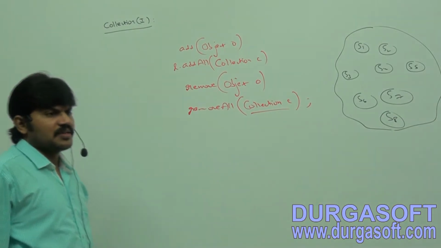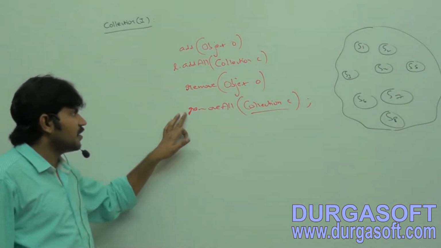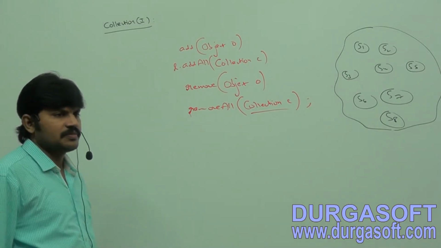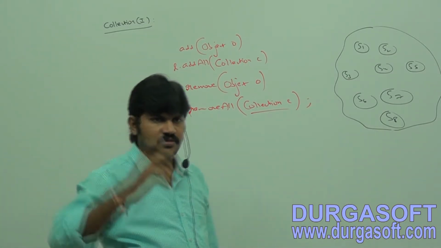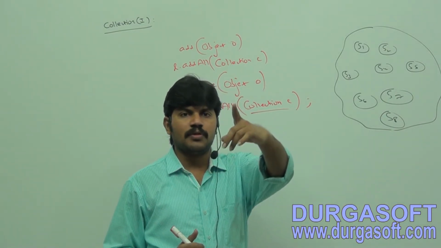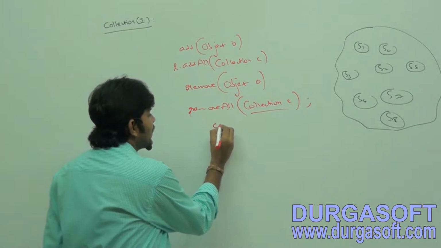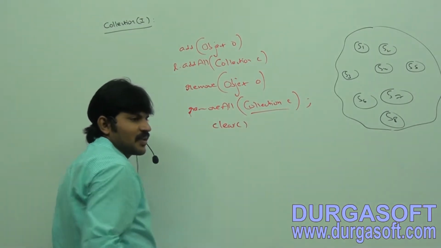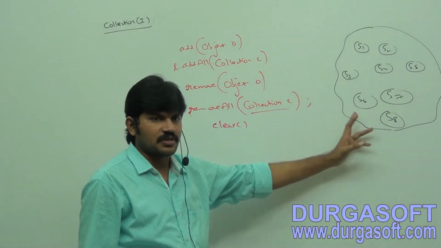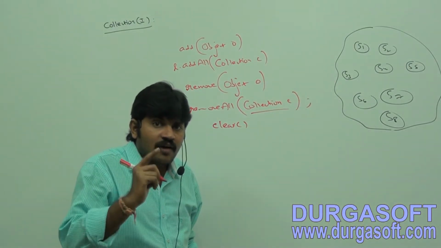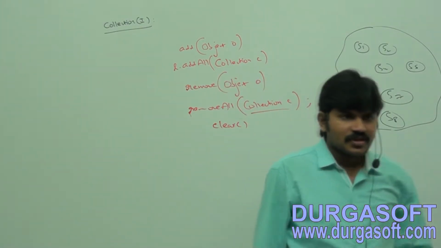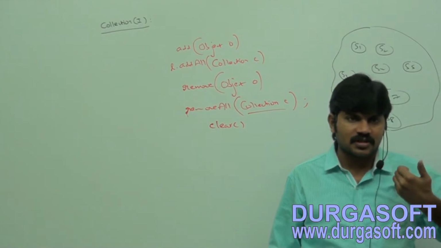Sir, I have one more method, make sure you are aware. Sir, can you please clear all these objects? I don't want even a single object in my collection. All objects by default should be removed. Then which method do we have to call? Clear. Clear is the method. After calling the clear method, what is the size of this collection? 0, because no objects will be there, all are removed.